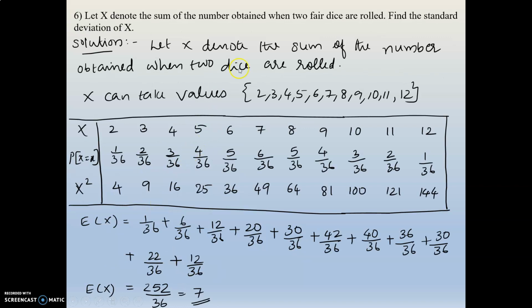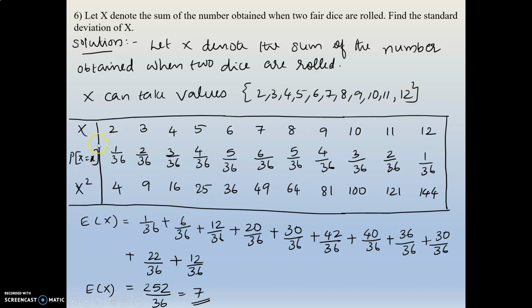Let x denote the sum of the numbers obtained when two fair dice are rolled. Find the standard deviation of x. The minimum value will be (1,1), adding that you will get 2. Then (1,2) and (2,1) will give you 3. Similarly (1,3), (2,2), (3,1) will give you 4. Similarly the last value, ordered pair (6,6), adding you will get 12. So the maximum will be 12.